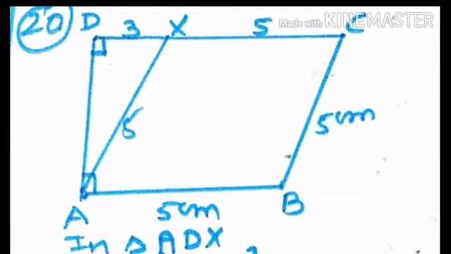Question number 20, figure is already given. You have to check that angle BAD and ADC are right angles and AX is parallel to BC, and AB is equal to BC is equal to 5, means side AB is 5 and BC is also 5, and DC is 8. So you see DC is the big side in which we can say AB and XC are same. Why? Because they are opposite and parallel. So AB is equal to XC, I have written there 5, and similarly AX is equal to BC, 5.